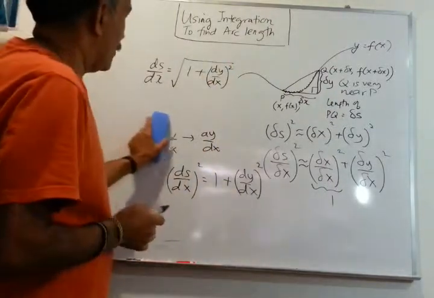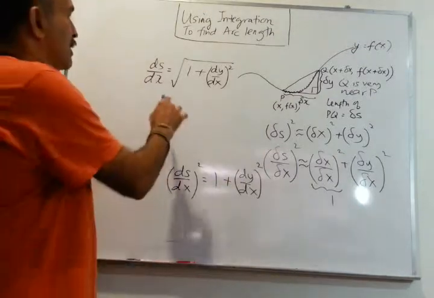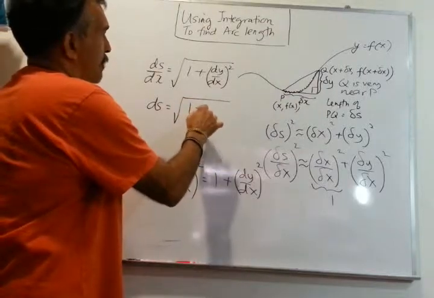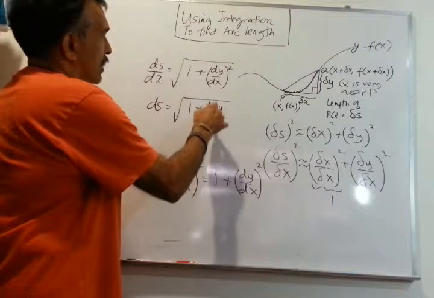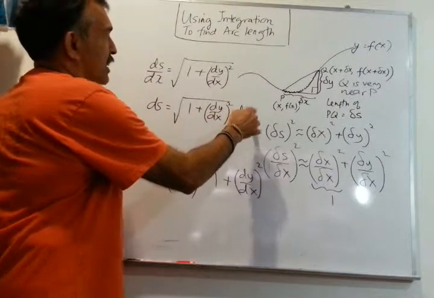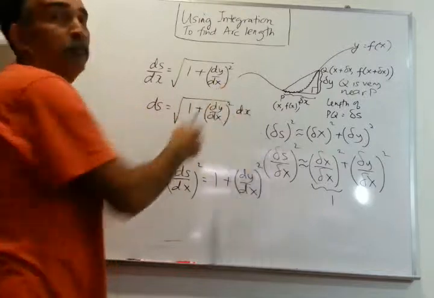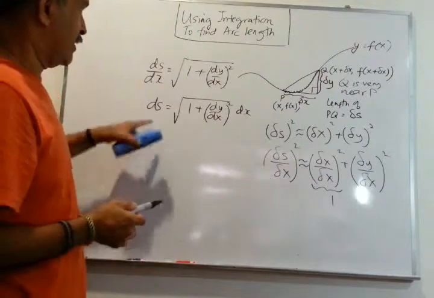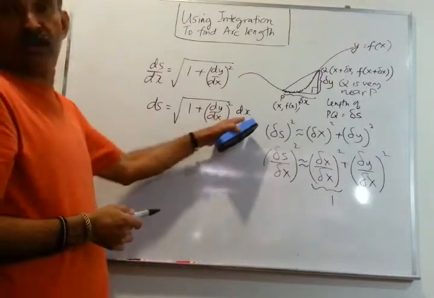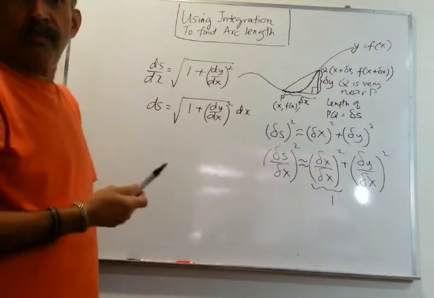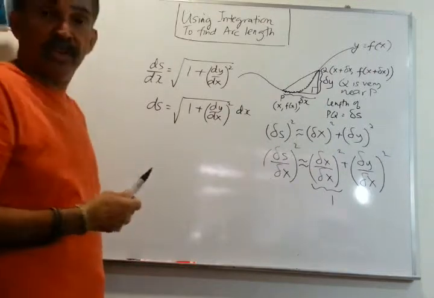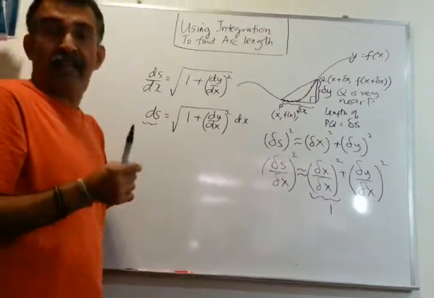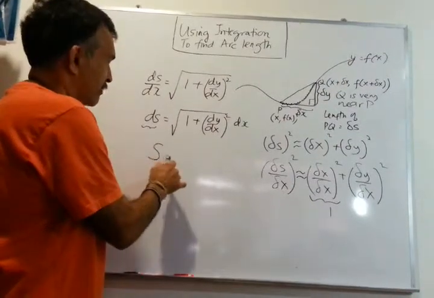Okay, now what we can do is bring the dx up, so it will become ds equals the square root of 1 plus (dy/dx) whole thing squared, and we have a dx here. What have I done? I've brought this dx up. Now we have a ds on the left and a dx on the right. The natural thing to do would be to introduce our symbols of integration. But this ds, when you add all the infinitesimal ds's, we are going to get the arc length.